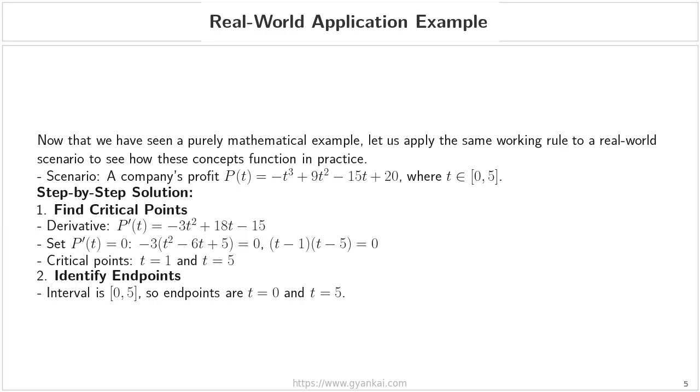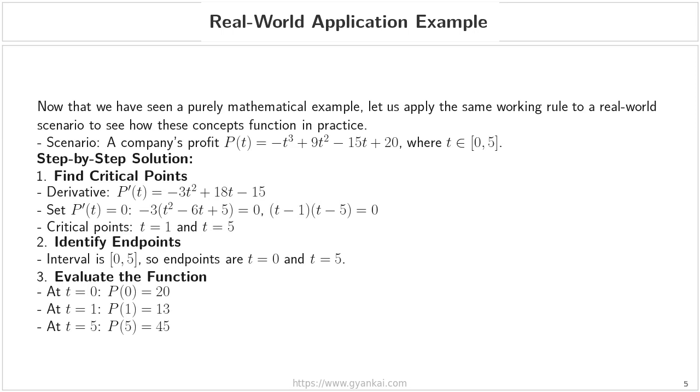Second, we identify the endpoints of our closed interval. Since we are looking at the interval from 0 to 5, our endpoints are t equals 0 and t equals 5. Third, we evaluate the original profit function at each of these candidate points. At t equals 0, the profit p of 0 is 20. At t equals 1, the profit p of 1 is 13. And at t equals 5, the profit p of 5 is 45.